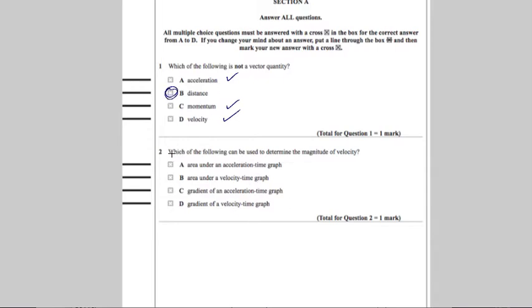Question 2. Which of the following can be used to determine the magnitude of velocity? Let's see, the area under an acceleration time graph. That sounds about right. Let's just double check the rest. The area under a velocity time graph, now that is the displacement. The gradient of an acceleration time graph is not something that we ever are interested in, and the gradient of a velocity time graph is the acceleration. So it must indeed be A.